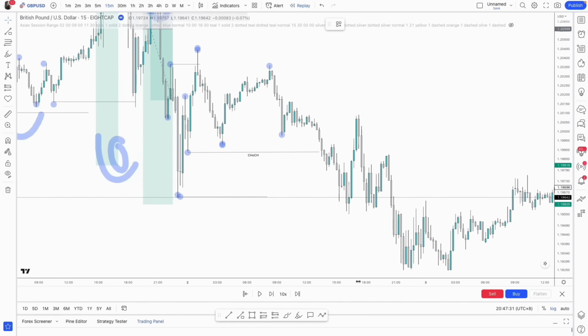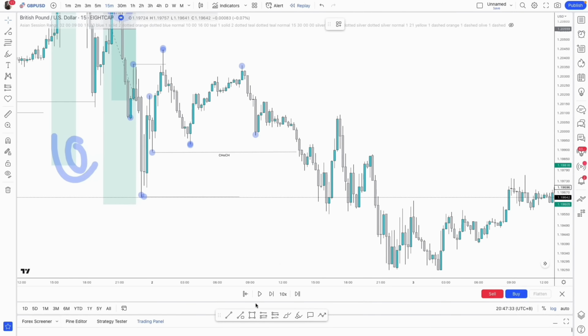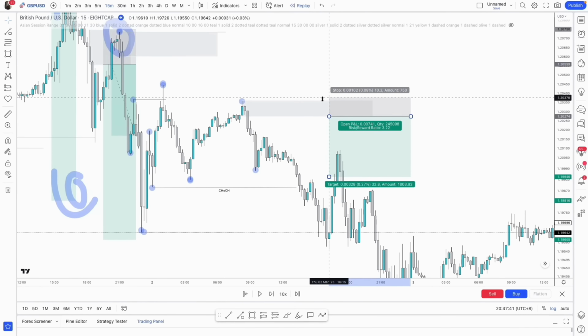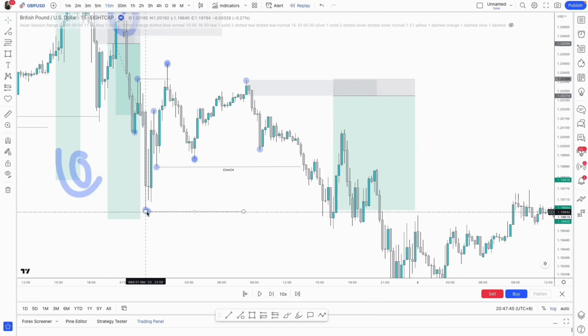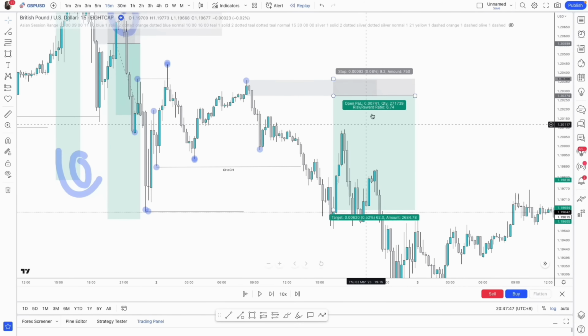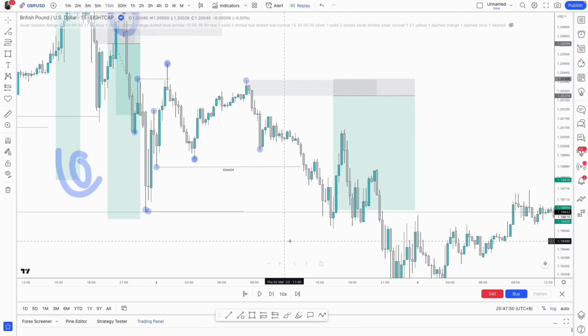Now we need to understand where can we get into the market. Option number 1, we can take a sell from here. So we'll put our order on like this, and we will target the lows, these lows, right? Because we're just trading structure. So we target these lows here.